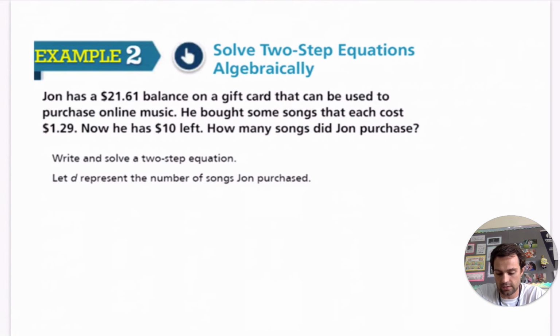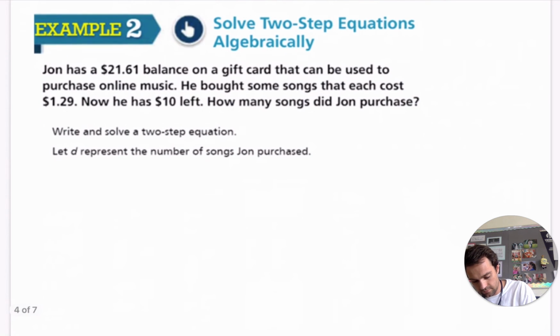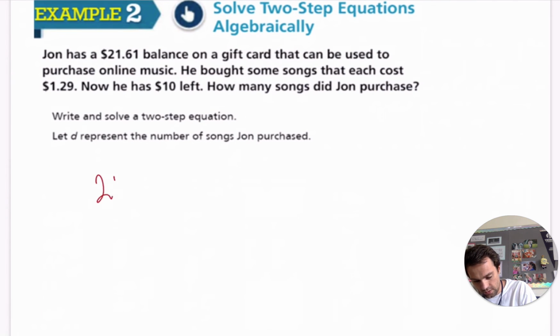John, so this is another example. John has a $21.61 balance on a gift card. He used it to purchase online music. So he's going to buy some music with that money, with that gift card. He bought some songs that cost $1.29. So he's not adding to the gift card. He's not dividing by the gift card. He is subtracting from the gift card. So he's subtracting the amount that he spent.